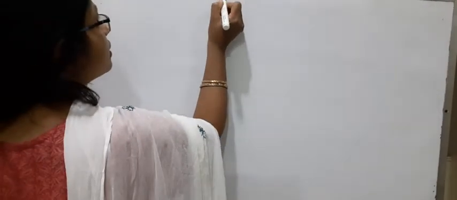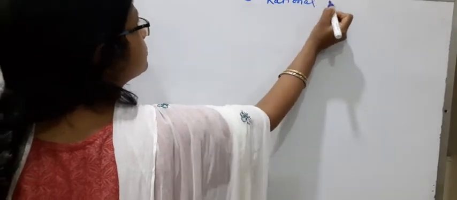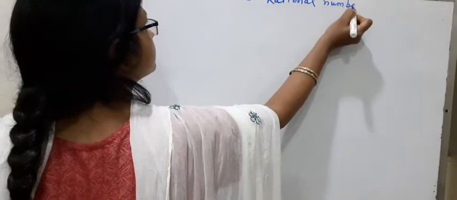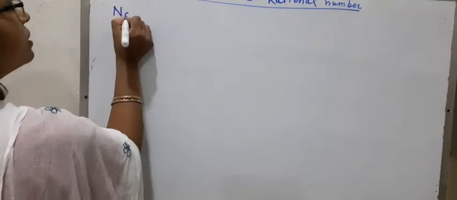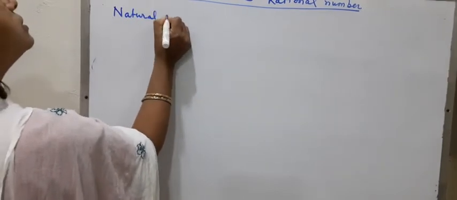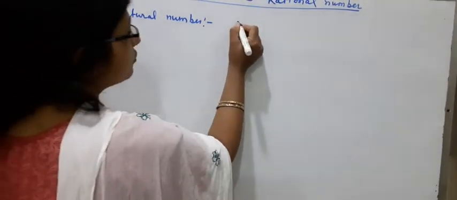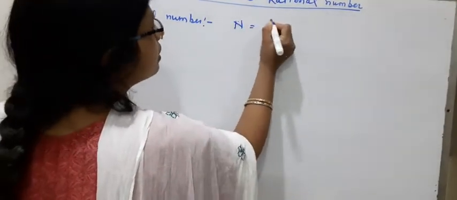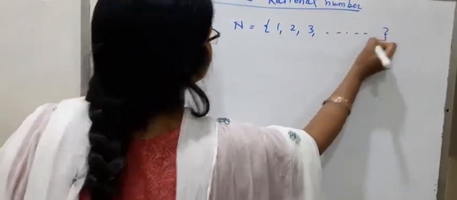Good morning, students. Today we start Chapter 9, Rational Numbers. In class 6 you learned about natural numbers. Natural numbers we represent by N, and they start from 1, 2, 3, and so on.